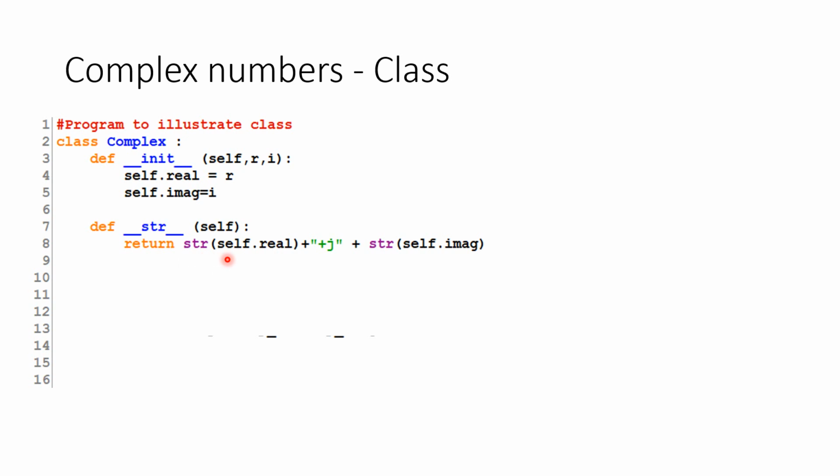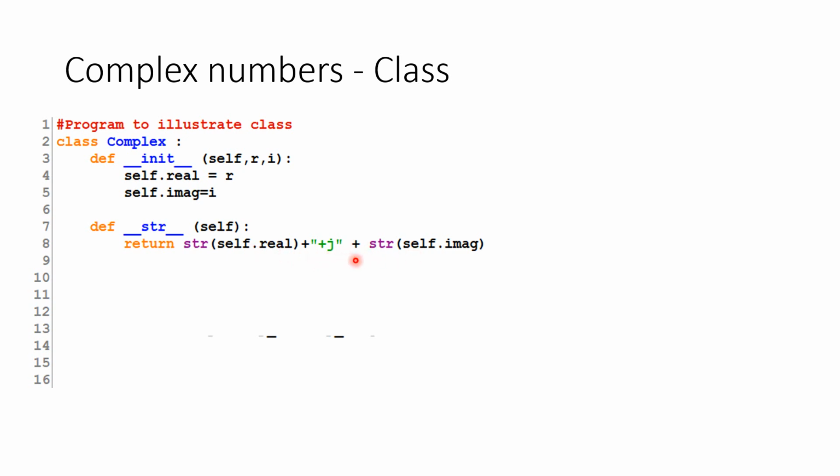So what do we do? We convert the real value into a string, using an object, that is called self. Of that object, the real of that object will be converted into a string, and the plus represents the concatenation operation, and with a string called plus j, because we want to represent the a plus j b form.